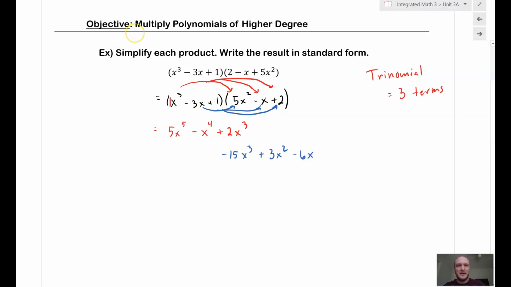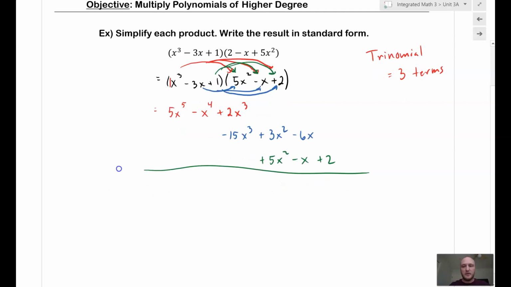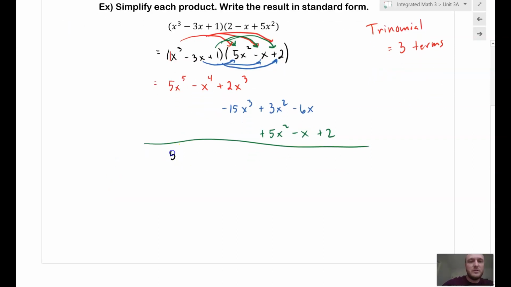Okay, and lastly, I'm going to have 1 times all of these terms. And this is very easy because 1 times all of this is just going to be that. So plus 5x squared minus x plus 2, right? 1 times anything is itself, so you don't even really need to do any hard thinking there. Okay, and we just add straight down.